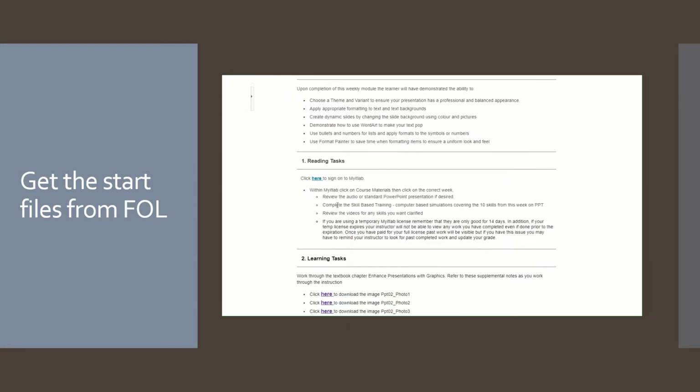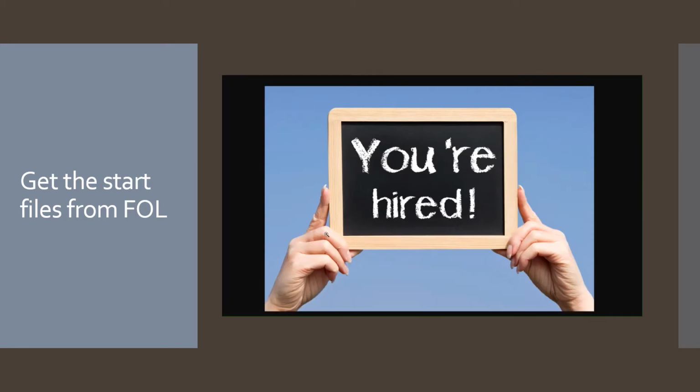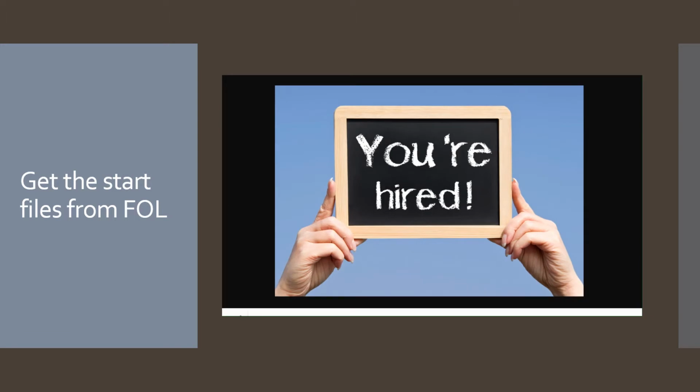So now what we want to do is download the starting files. There are 4 files here that we're going to download. We're going to start by simply clicking where it says click here. When you're downloading a picture from Fanch Online, it actually displays the picture. So to get the picture into your system, you're going to right click on the picture and save image as. And we want it to go in our downloads folder, so we'll click OK. Then we can close that picture.